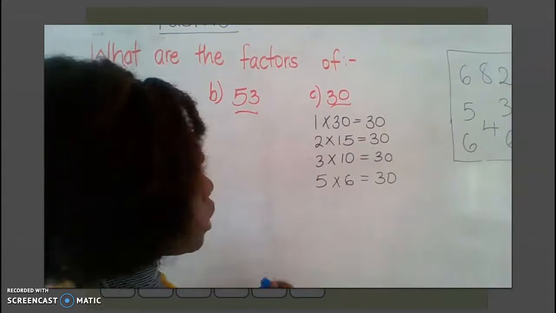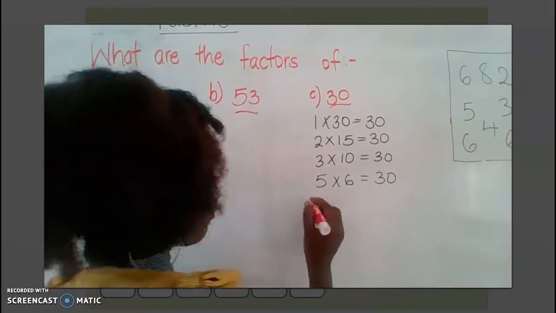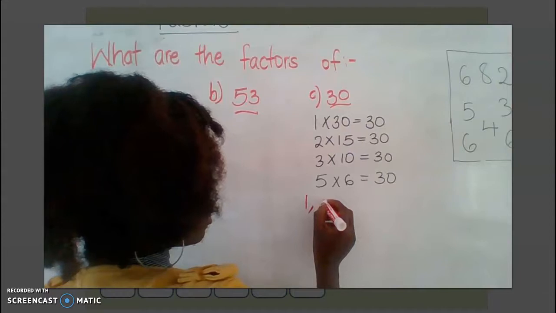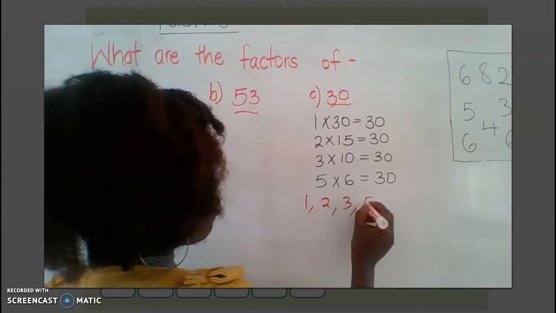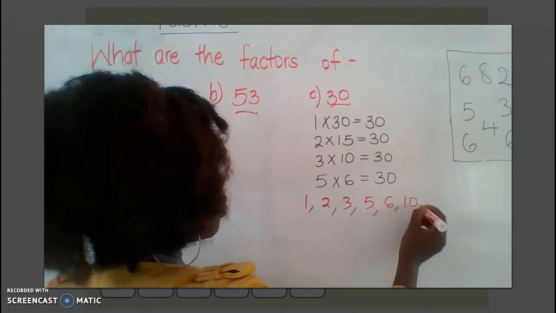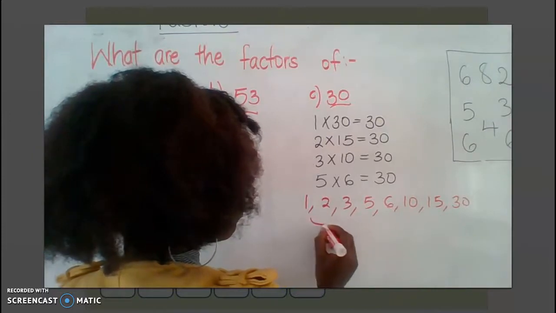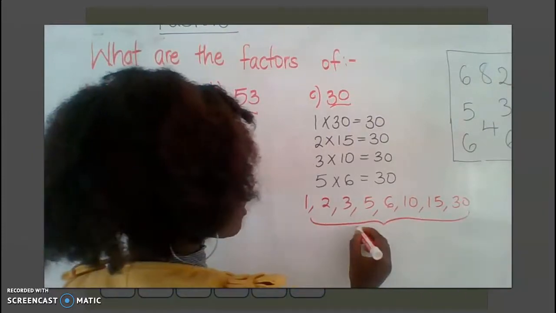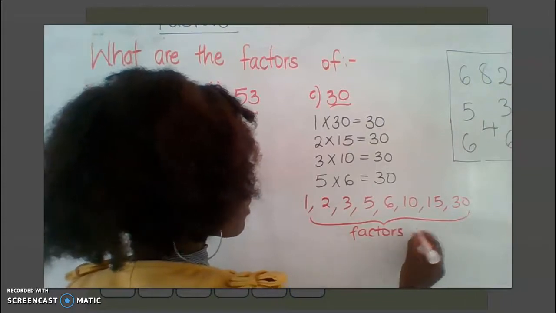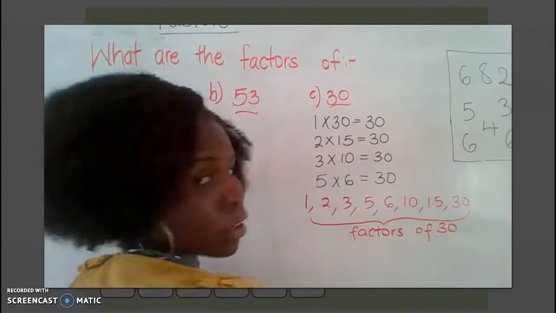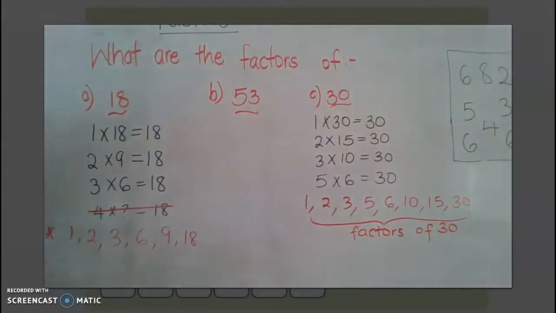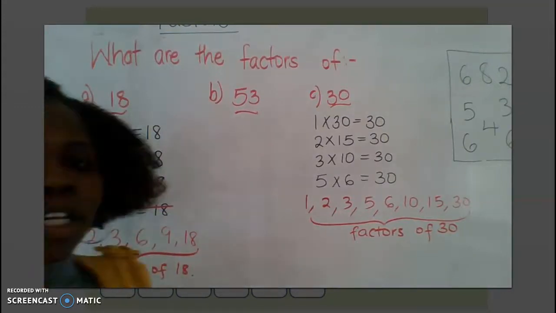So how do I list the factors of 30? Everything that I multiply. So we have 1, 2, 3, 5, 6, 10, 15, and 30. These are the factors of 30. And these here are going to be the factors of 18.